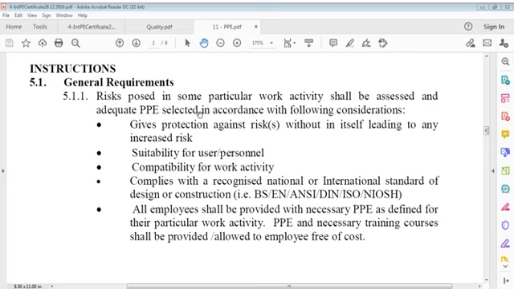Then compatibility for work activity, and it complies with recognized national or international standards of design or construction. It may be BS, EN, ANSI, DIN, ISO, NIOSH, whatsoever. All employees shall be provided with necessary PPE, personal protective equipment, as defined for their particular work activity. PPE and necessary training courses shall be provided to employees free of cost.